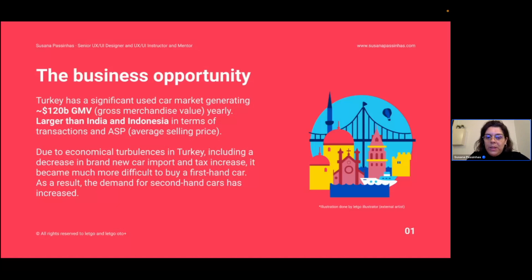Due to economic turbulence in Turkey, including a decrease in brand new car imports and a tax increase, it became much more difficult to buy a first-hand car. As a result, the demand for second-hand cars increased. Okay, here's the business opportunity.